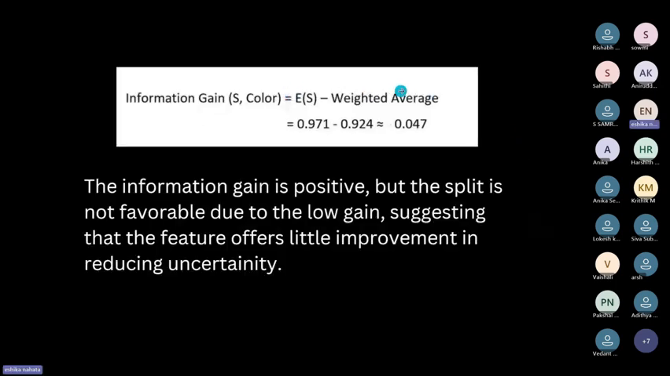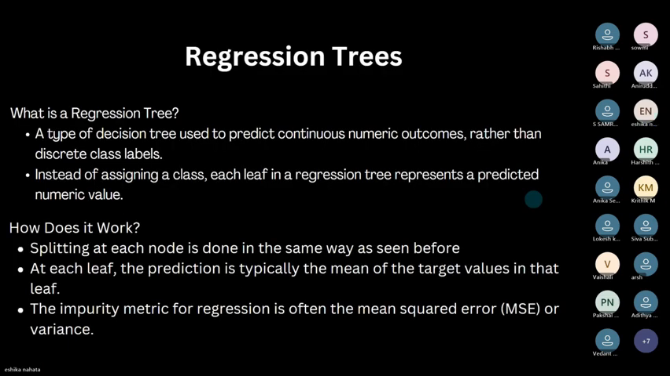And when we subtract the weighted average from the entropy we got at the root, you get 0.047. Entropy gain will always be a positive value, but the more positive it is, the better for our split. Since this is a value very close to zero, the split is not favorable. In this case there are no other features, but if there were more, there would most likely be other features that would do a better job in segregating the data and reducing uncertainty.